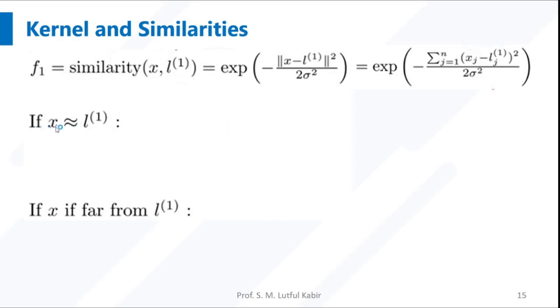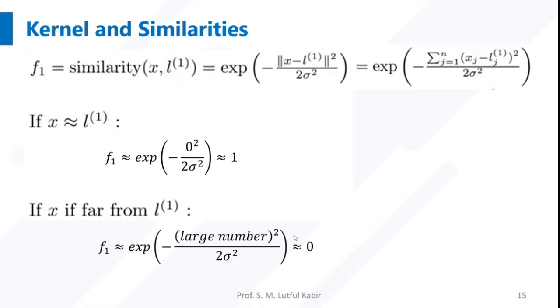For example, if a given x is very close to a chosen landmark L1, then it will be exponential of 0 squared divided by 2 sigma square, because if they are very close, the differences will be 0. So f1 will be equal to 1 because e to the power 0 is 1. Similarly, if x is far from L1, you get the exponential of minus a large number squared divided by 2 sigma square, which is equal to 0, since e to the power minus a large number is 0. So these features measure the proximity of a given x to the landmark.